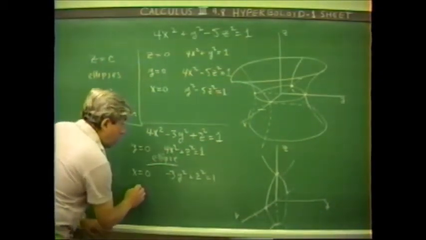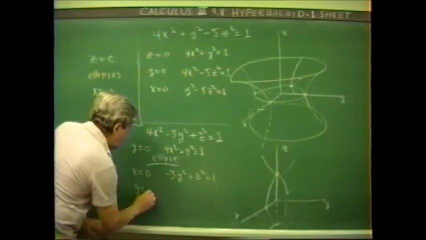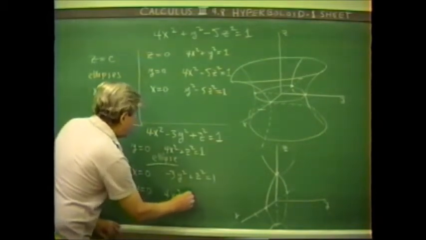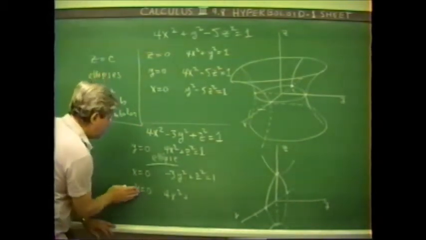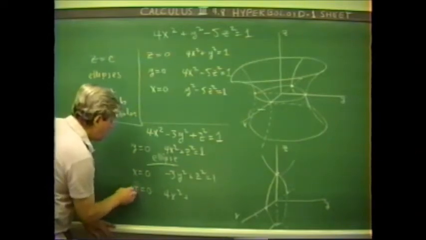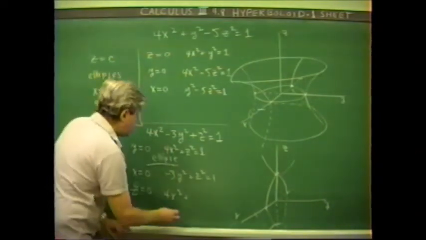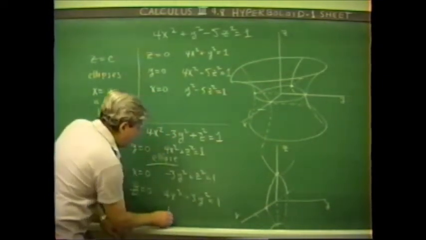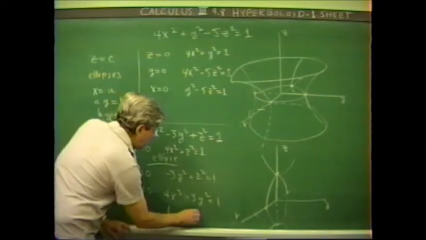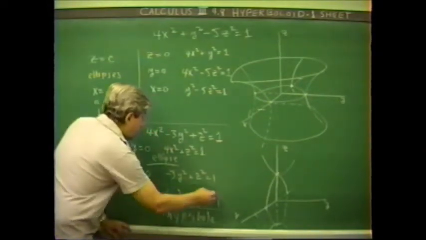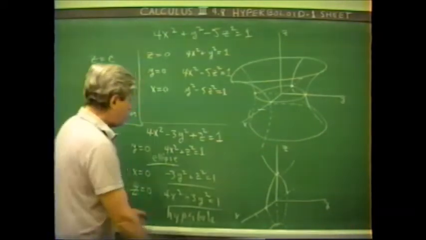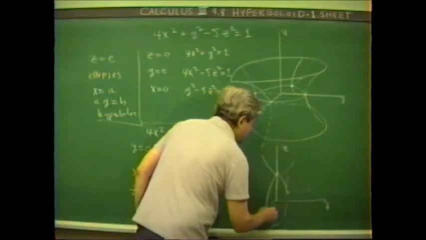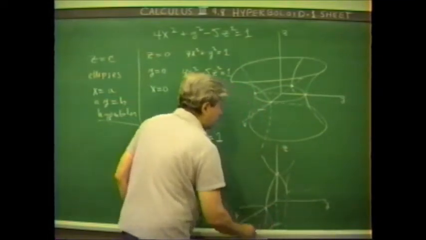When z is equal to 0, we're looking at 4x squared minus 3y squared is equal to 1. This again is a hyperbola. Right? Both of these are hyperbolas. And we've got 2 of the points sketched for it, so we can sketch the hyperbola in something like this. That's a rough sketch, clearly.